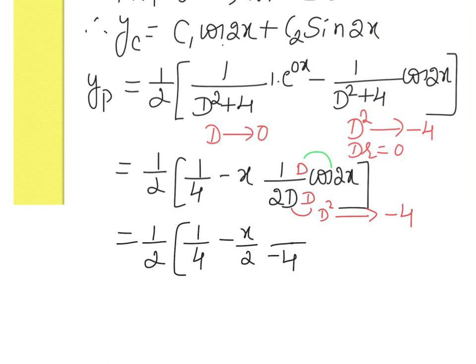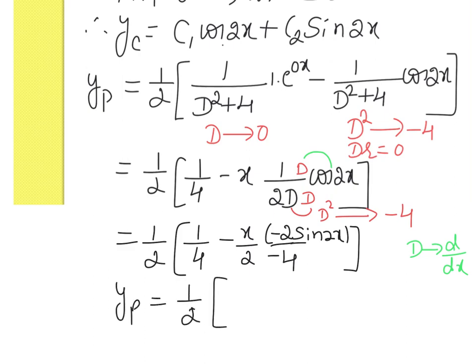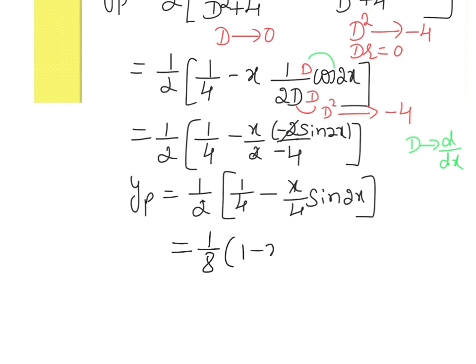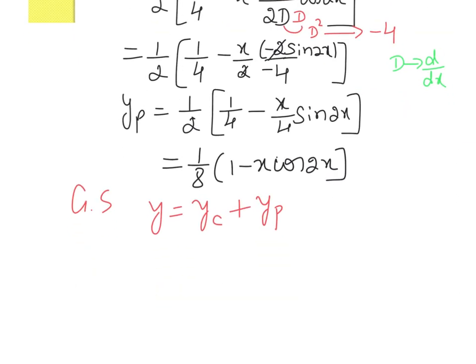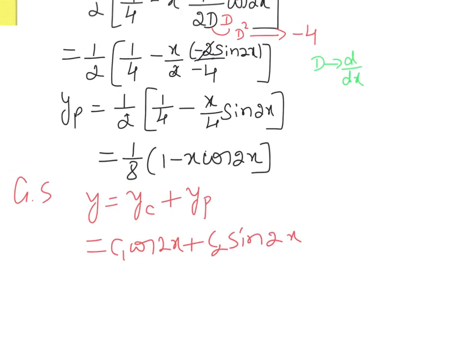D into cos 2x is nothing but differentiation. D means d by dx. Therefore, the differentiation of cos 2x is what? Minus 2 sin 2x. So finally, on simplifying, yp we get 1 by 2, 1 by 4 minus 2 gets cancelled. We get x by 4 sin 2x. Or you can take 4 common out. It is 1 by 8, 1 minus x cos 2x. So finally we write the general solution, that is y equal to yc plus yp. Substituting yc as c1 cos 2x plus c2 sin 2x, and the yp we obtained is 1 by 8 of (1 minus x cos 2x).